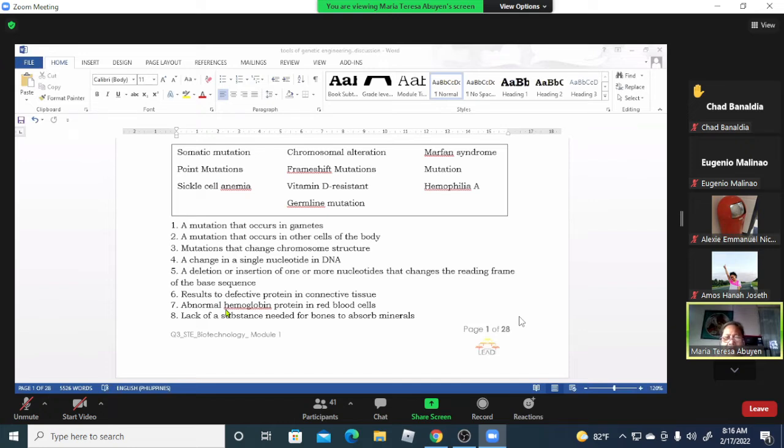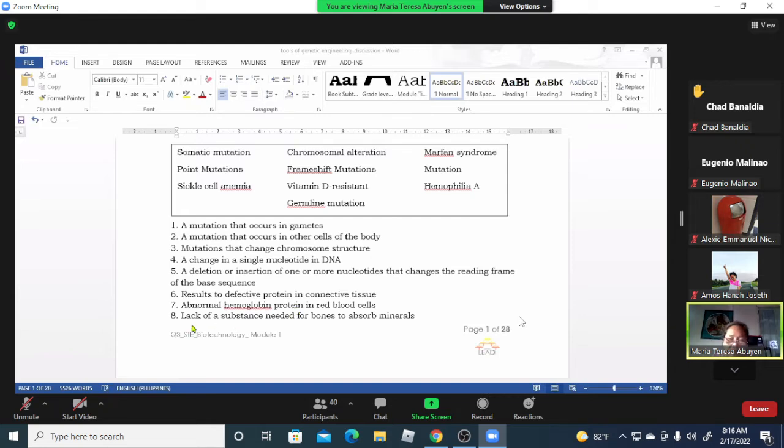I think the main cause of this is that the type of mutation for sickle cell anemia is a point mutation. A single nucleotide affects the protein that is being produced.